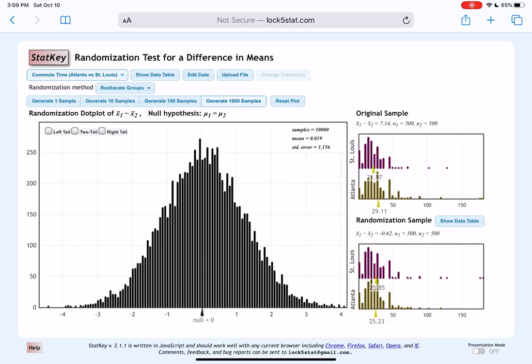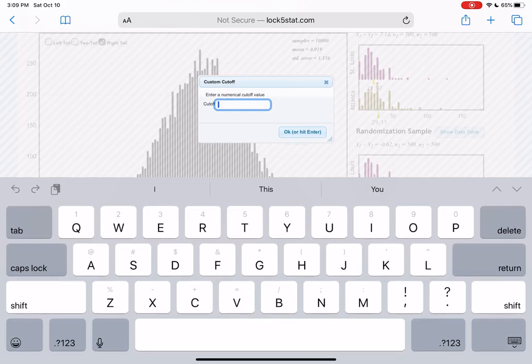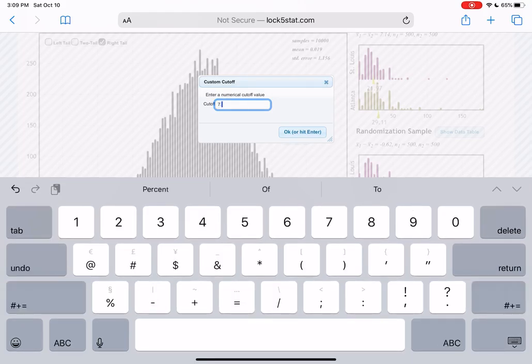All right, so we've done this now, and we need to figure out: are we going to use left tail, two tail, or right tail? Our alternative was that Atlanta was greater than St. Louis, so we should do right tail. By default it went to 2.272, which cuts off the upper 2.5%. That's what it always does by default. So we need to click that button and put in 7.14. We'll use the 7.14 here instead of what we calculated as 7.17 because this is probably more accurate. We'll hit OK and enter.